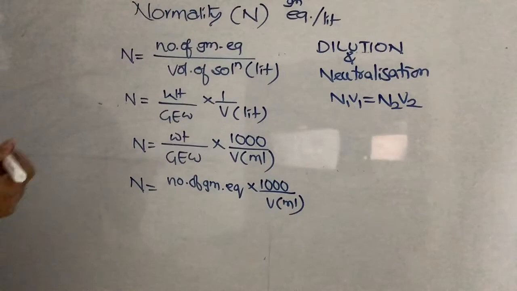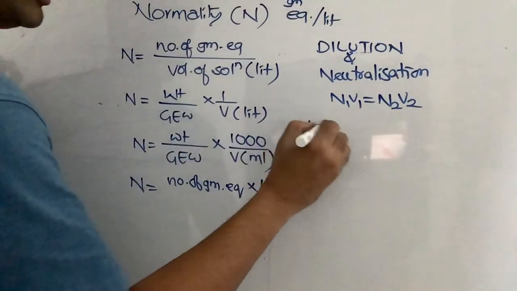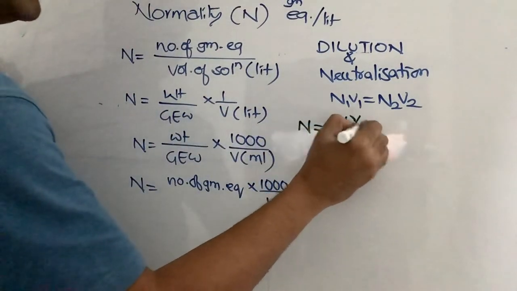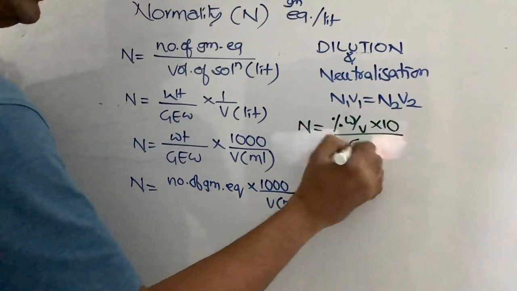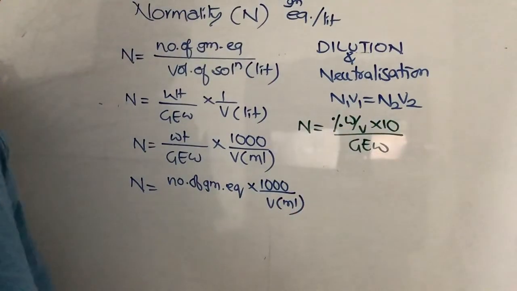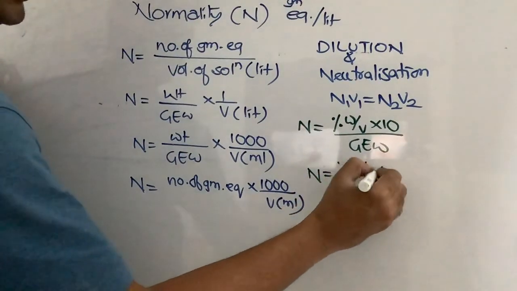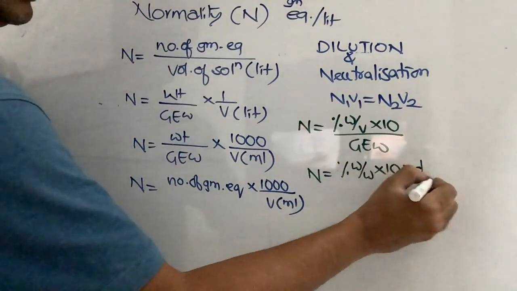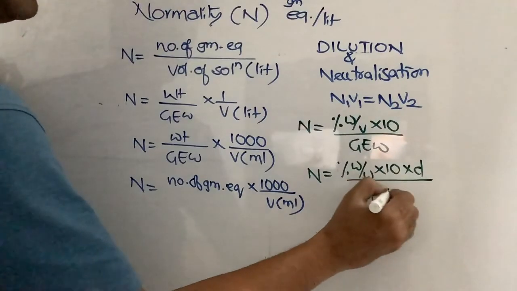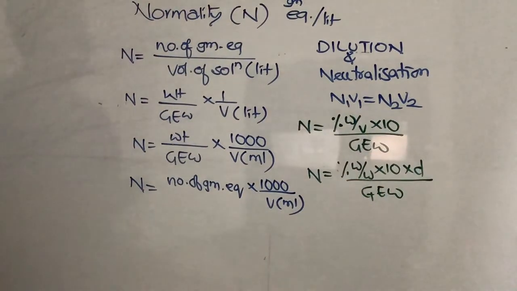One other you can take here. Normality is equal to percentage weight by volume, when it is given, into 10 by gram equivalent weight. Normality is equal to percentage weight by weight, when it is given, into 10 into d by gram equivalent weight. These are the normality formulae. Here one special term is there, that is gram equivalent mass. I will explain what gram equivalent mass is in the next video.